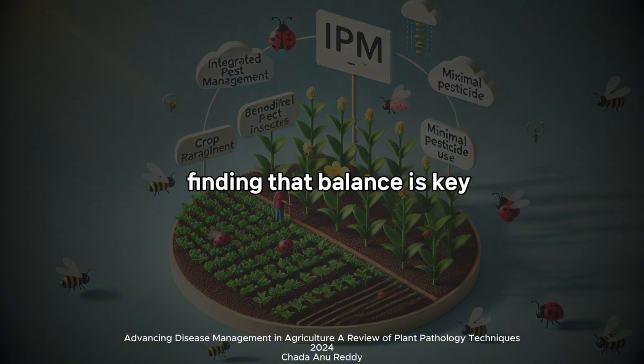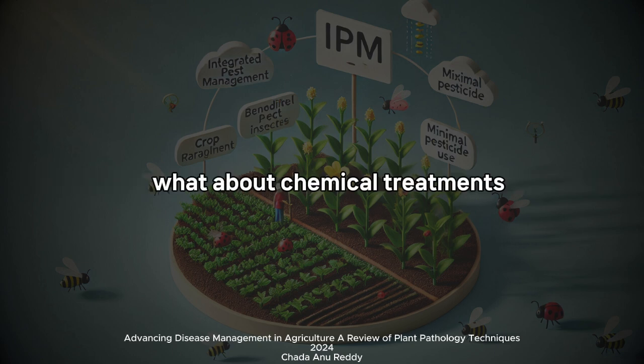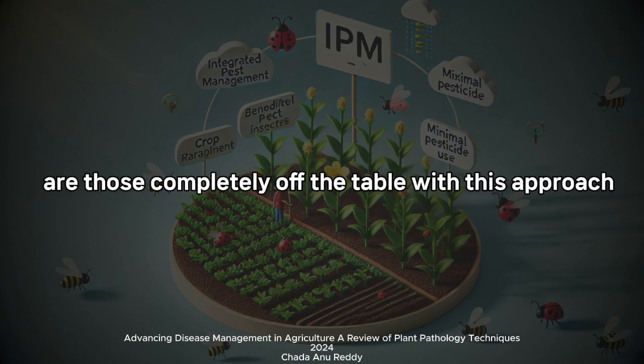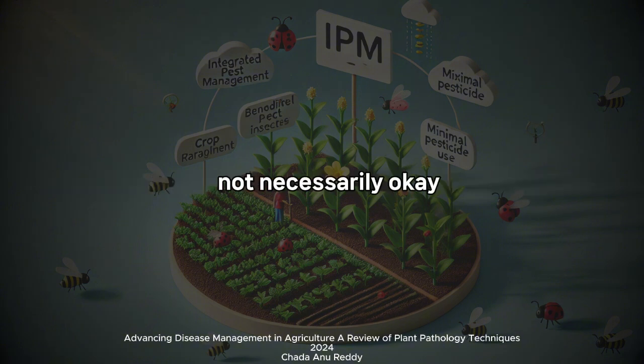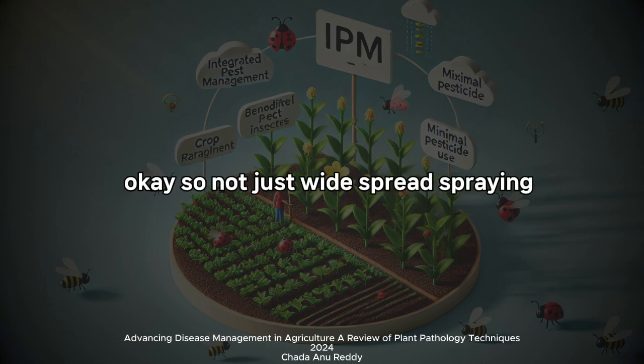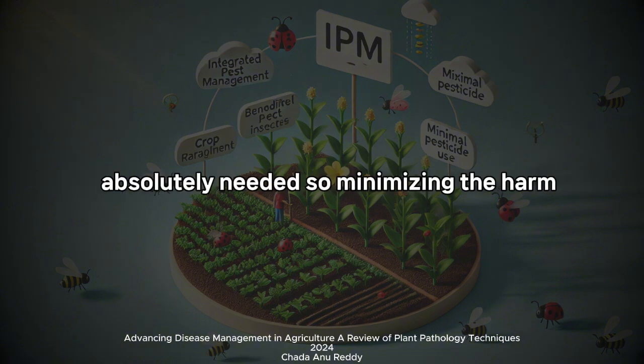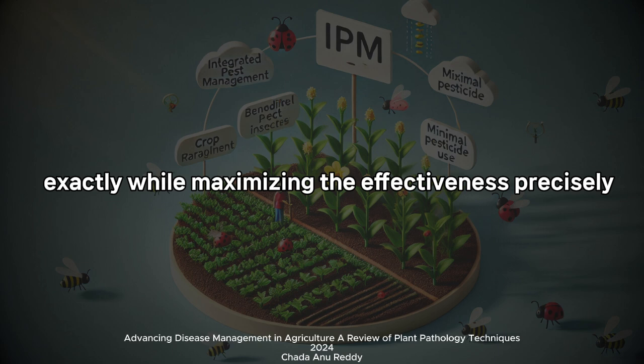Finding that balance is key. And it requires a deep understanding of the complex interactions within those ecosystems. Right. What about chemical treatments? Are those completely off the table with this approach? Not necessarily. The article emphasizes that they still have a role to play, but it's more about using them strategically. So not just widespread spraying, but targeted treatments only where and when they're absolutely needed. So minimizing the harm. Exactly. While maximizing the effectiveness. Precisely.